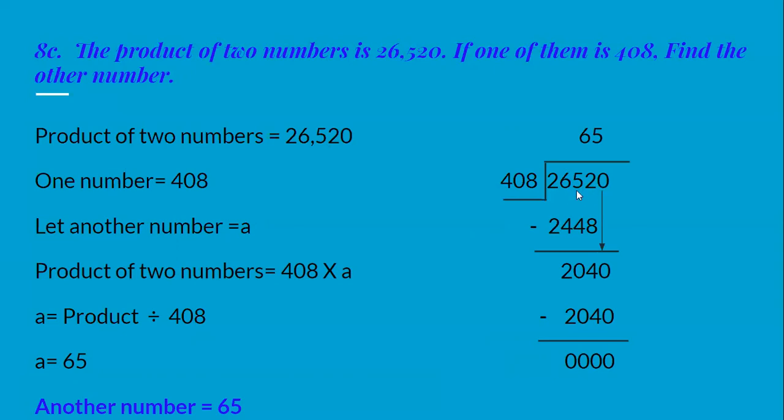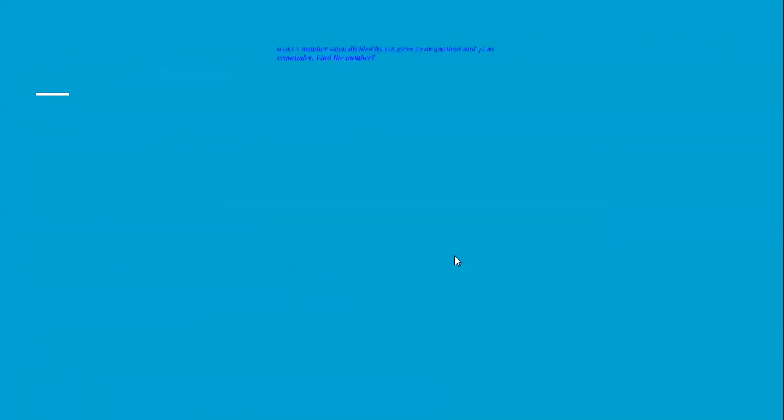26,520 is the product, this is one number and this is the other number. Product divided by one number, we get the other number. Is it clear to all of you? Means product equals first number times second number. First number we know, second number we will find out. We will divide the product by the given number. Let's start the next sum.